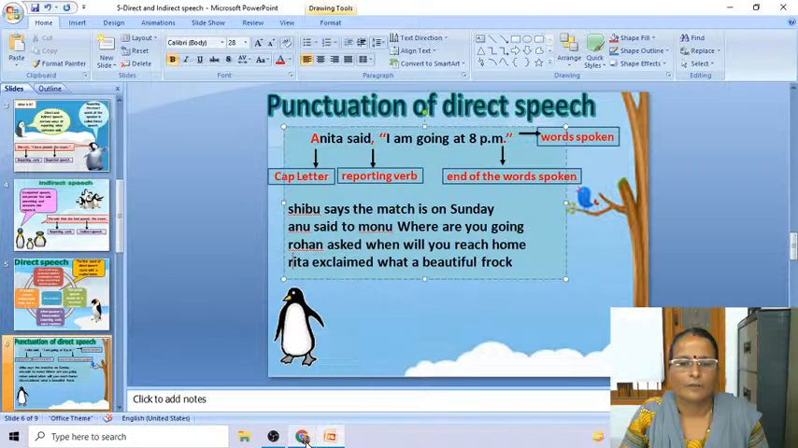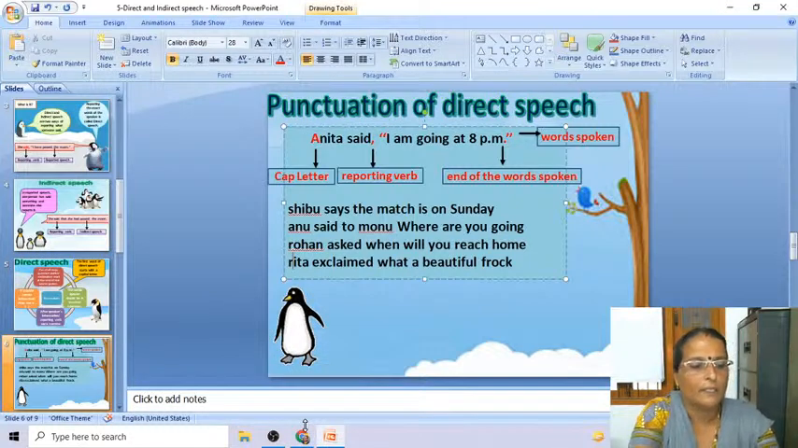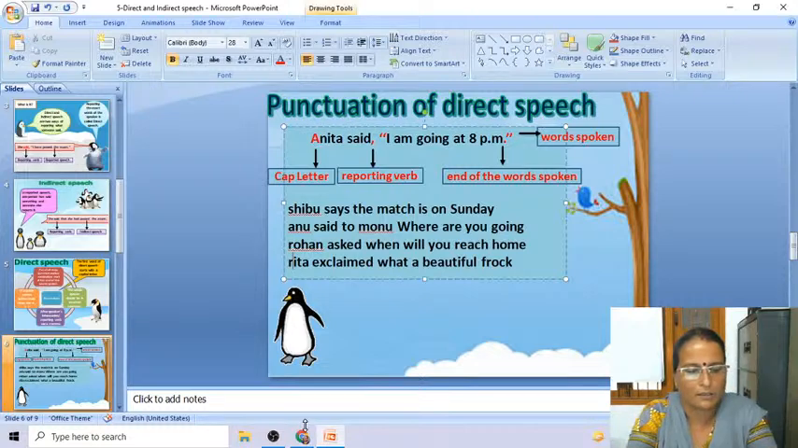No hurry. You do it carefully. This is not a competition for getting first prize or second prize, but a full sentence you have to write. Now you write the full sentence: Shibu says the march is on Sunday. Write the full sentence, punctuate it and send me. Nityam Chauhan, don't write the first capital letter alone. Understand the instruction. I'm telling you to write the full sentence, punctuate and send me.